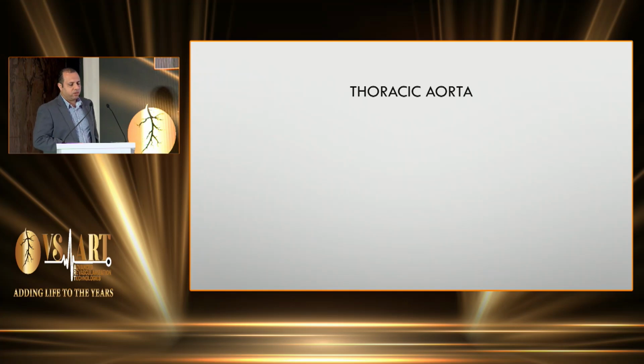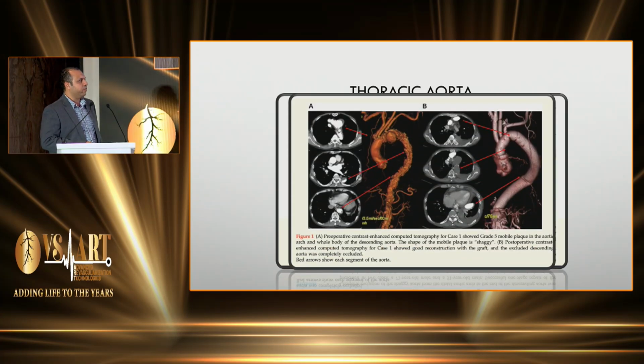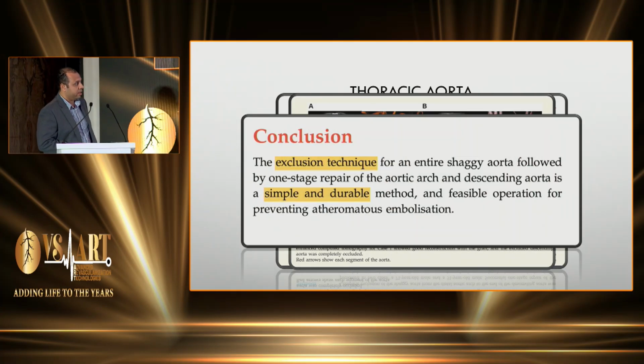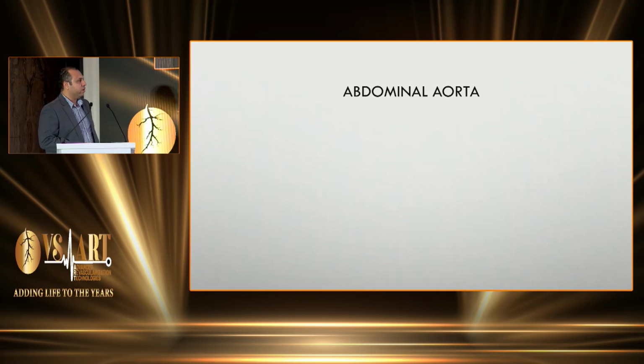For the thoracic aorta, again, open repair, there was a very interesting case report, actually two cases, where a Japanese group again reported replacement of the whole shaggy aorta with a graft from the left subclavian all the way down to the bifurcation. And they published the pictures, but they said the exclusion technique was very simple and durable and straightforward. I don't know if you agree with that. Endovascular is, of course, TEVAR that we spoke about.